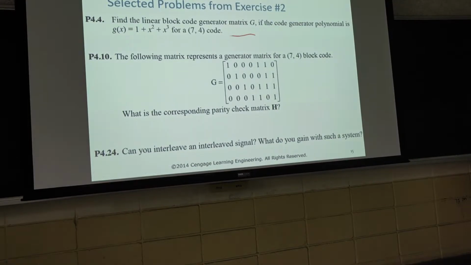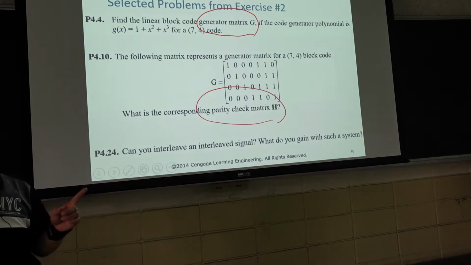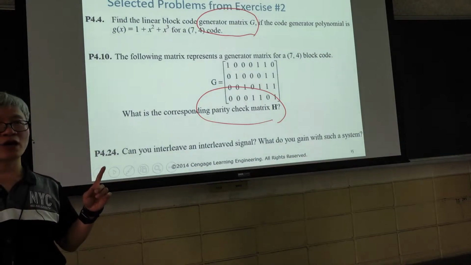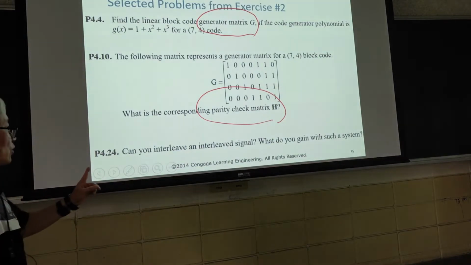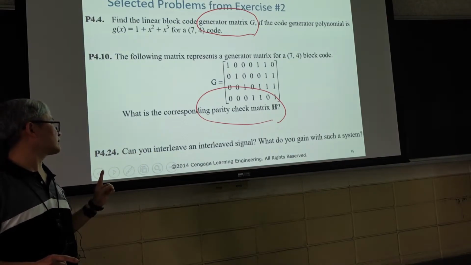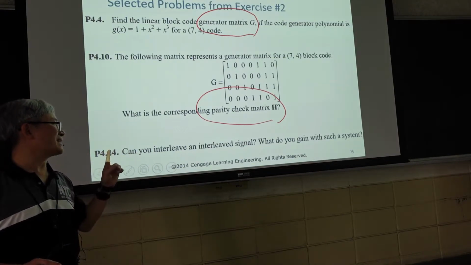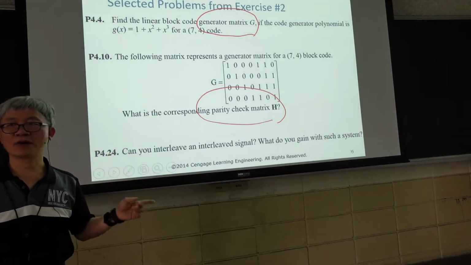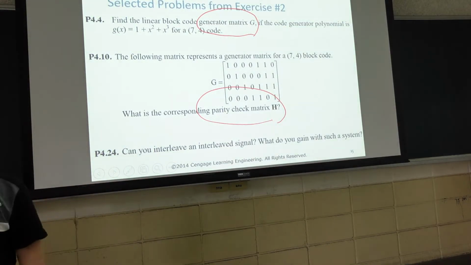I actually asked you to check the code generator matrix G. And the second one asks you to check the parity check matrix H. Well, remember about the review, I didn't know how to have the calculation of G and how to have the calculation of H. And also, I didn't know how it works for interleaving. But the current problem asks you, can you interleave an interleaved signal? All right, so why? And you should have your own reason.